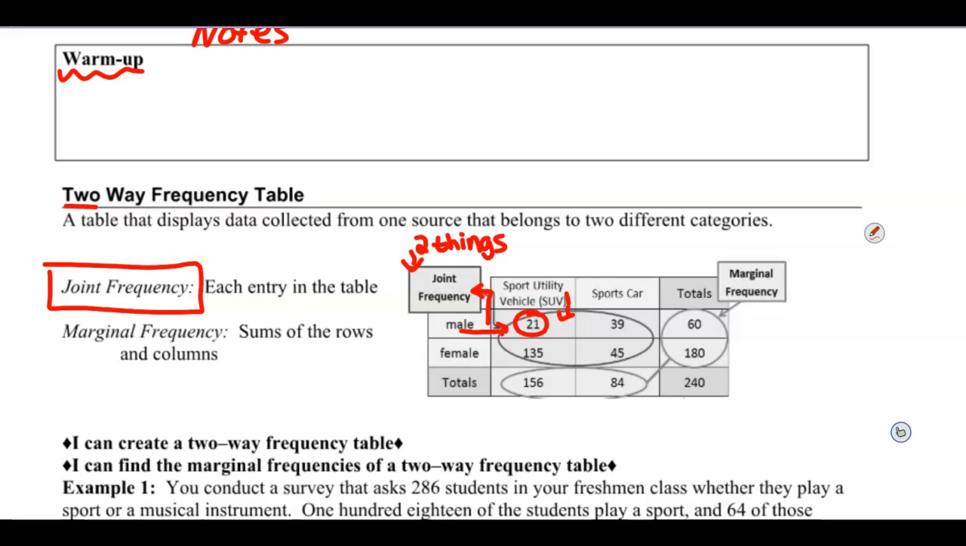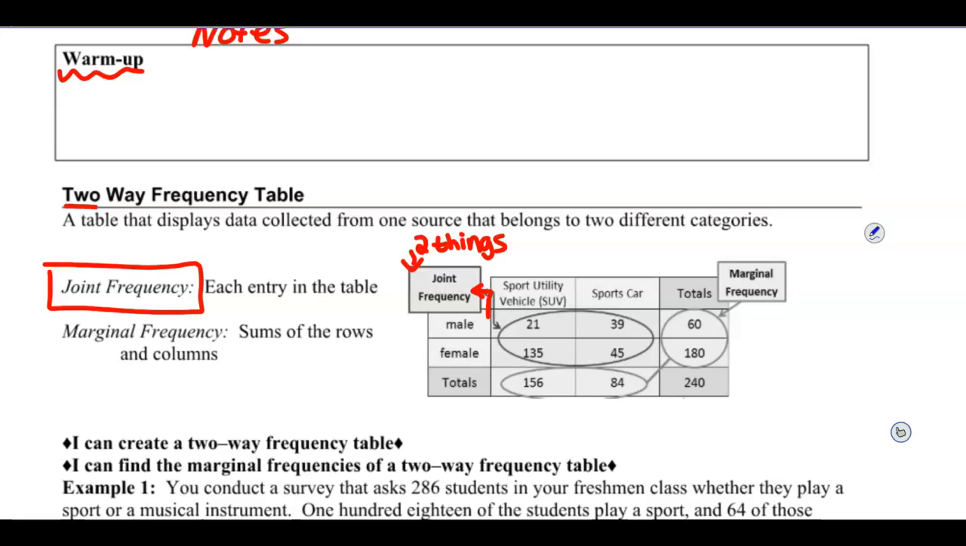It talks about two. So if I look at, let's look at another number. I have the joint frequency of 45. Again, the middle numbers are the joint frequencies. That would mean my females that prefer sports cars. So whenever we're talking about the joint frequency or the middle numbers, these are the things that refer to two categories.